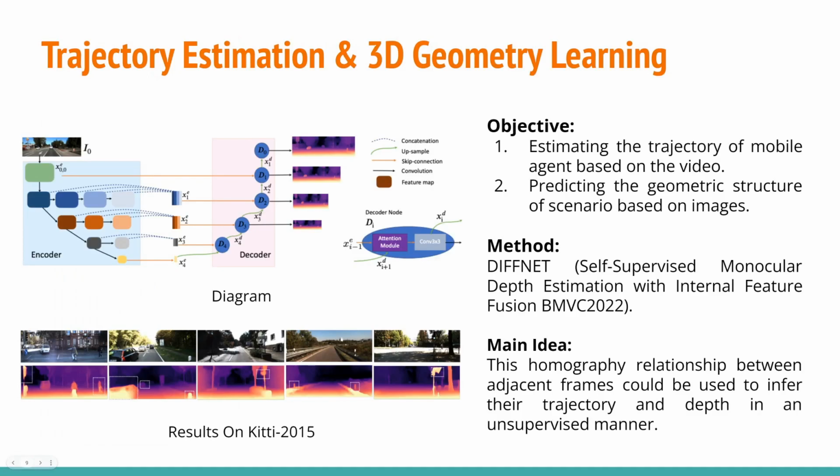And subsequently, in order to localize potholes in each frame and estimate the condition of the whole scene, we should first provide the position of the camera and then predict the depth information of each frame, which is also known as trajectory estimation and 3D geometry learning. We adopted the DiffNet published in BMVC 2022. We present the diagram and results of DiffNet on KITTI 2015 on the left side, from which we could learn its great performance on street datasets.